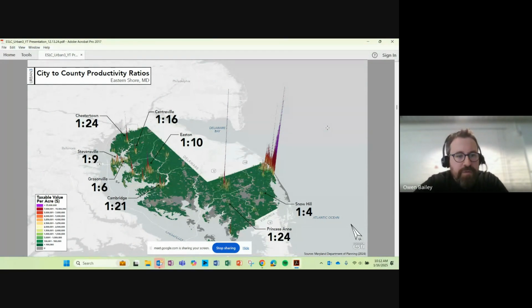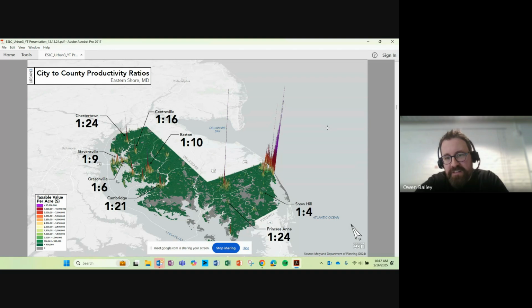Important to note that the reason why Easton has a lower ratio than Chestertown or Princess Anne is that it's a very competitive county with St. Michael's and Oxford, where Chestertown is sort of standalone in Kent County, similar to Princess Anne, although you could see some spikes in Crisfield. And poor Snow Hill.